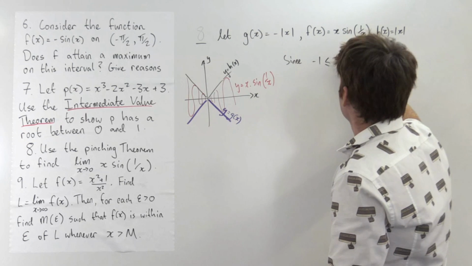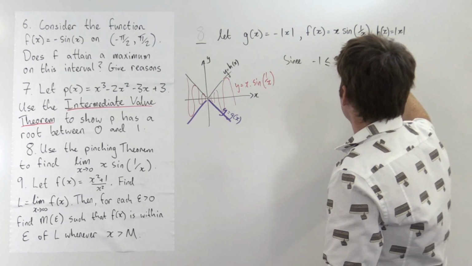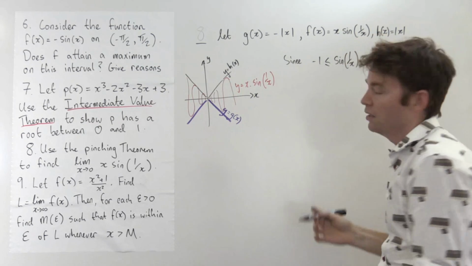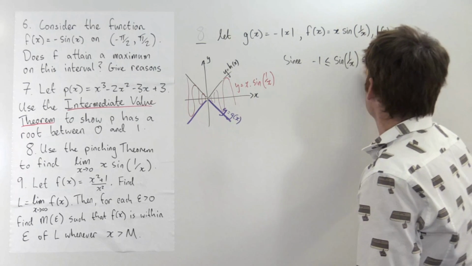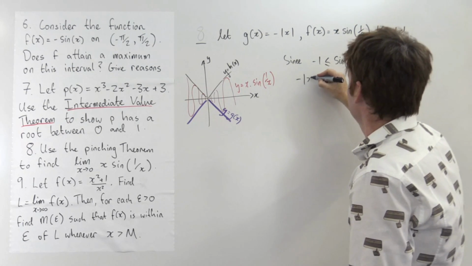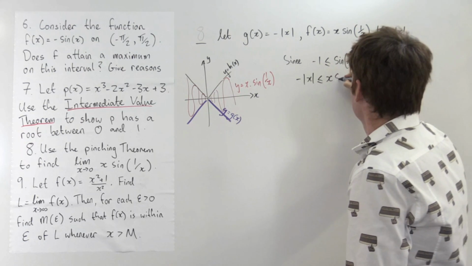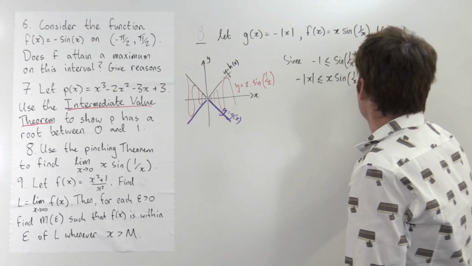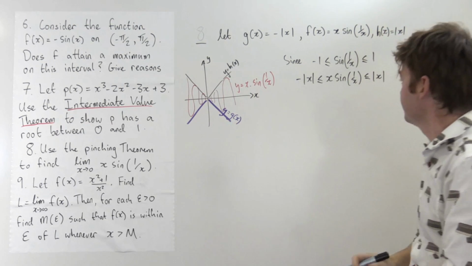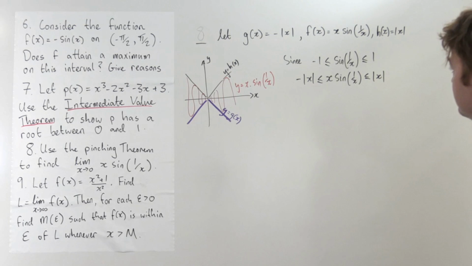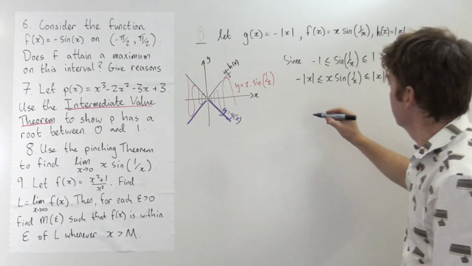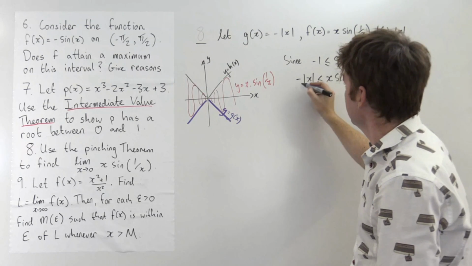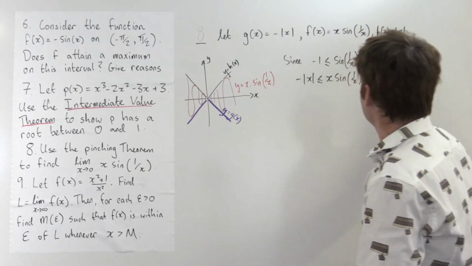So you have to start along the lines of: since -1 is less than or equal to sine 1 on x, which is less than or equal to 1, I multiply both sides by the positive number absolute value of x. So I can multiply this by just say -x. Then this is my g of x, and this is my h of x.